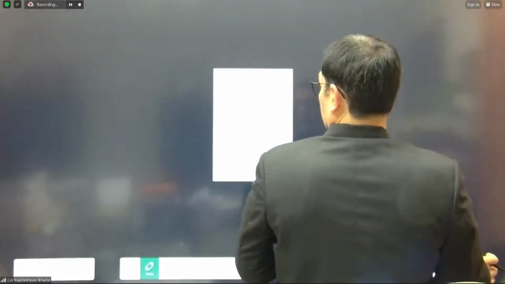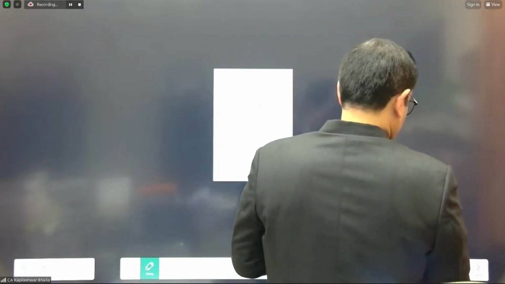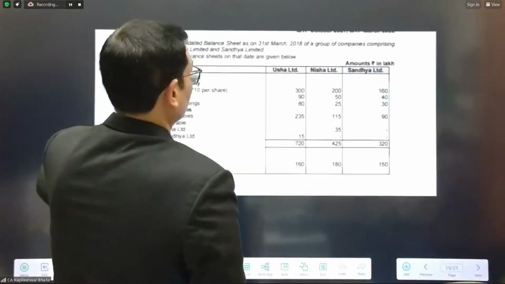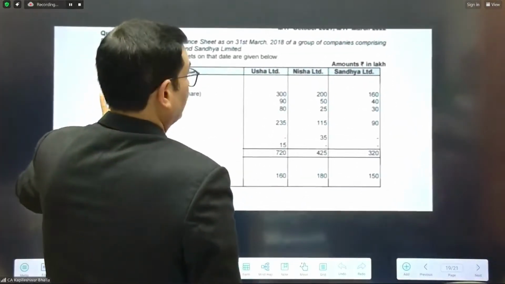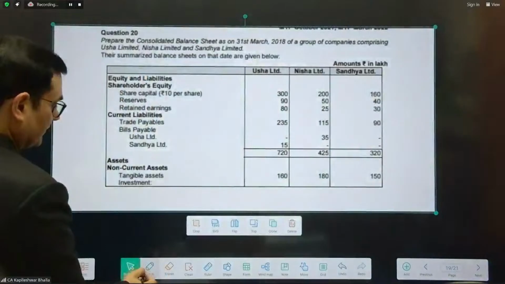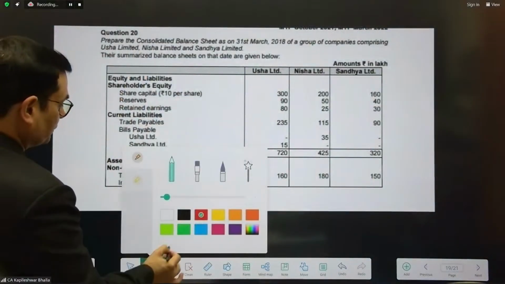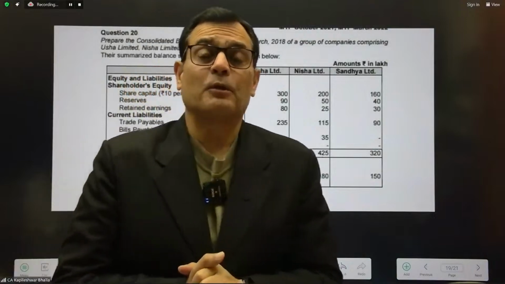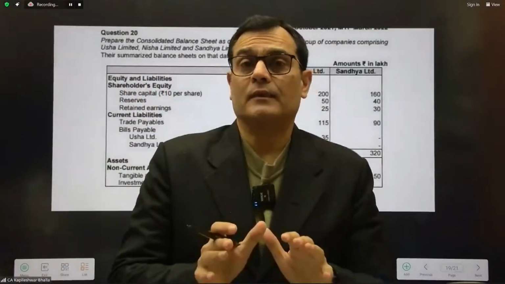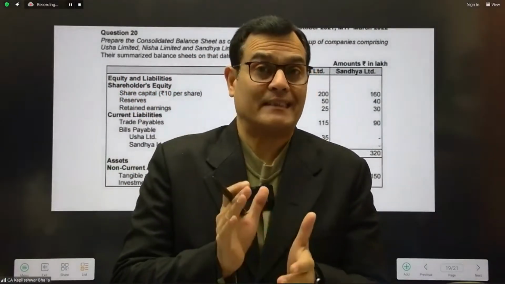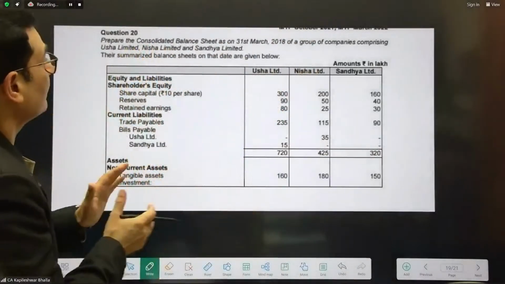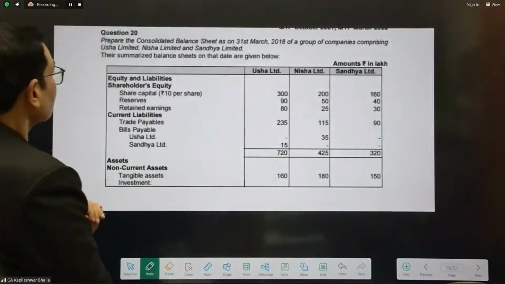So this is question number 20, which came in the November 18 examination. Question number 20 on the screen. Let's first read the question, and then we'll understand. The process of consolidation again would involve a total of 6 steps, what we have done earlier. So the concept would remain largely the same.